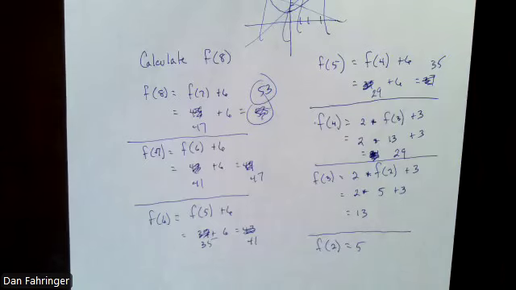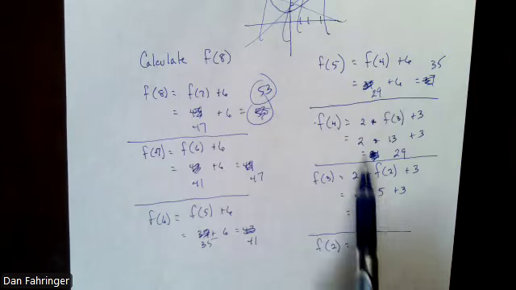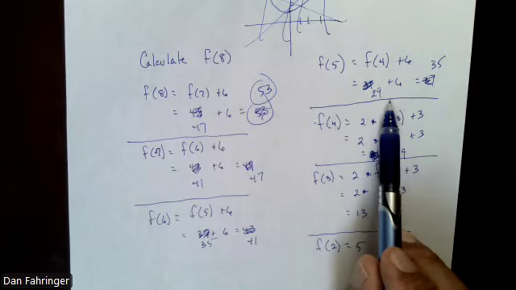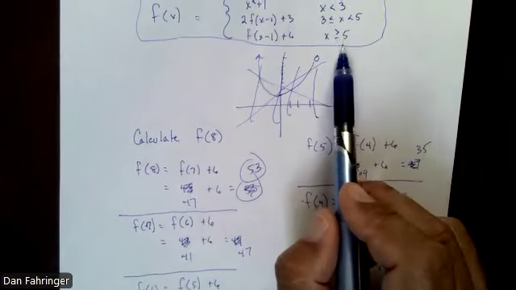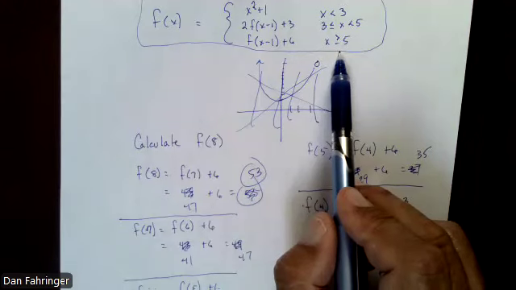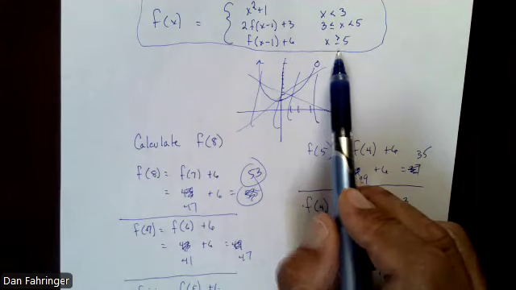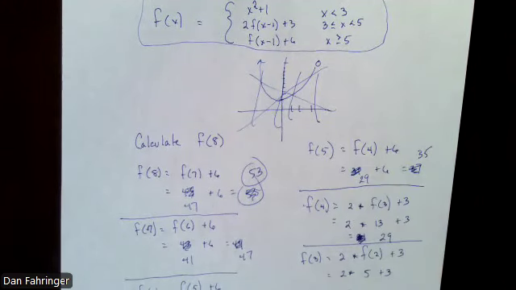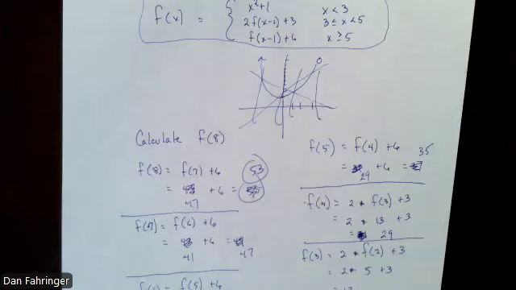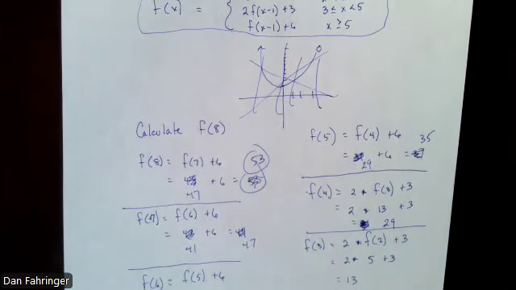Isn't f of 5, shouldn't that be 2 f of x minus 1 plus 3 instead of f of 4 plus 6? Oh, yeah. This is greater than or equal to 5. I wrote it wrong. Yeah, okay. No problem. First time doing it.